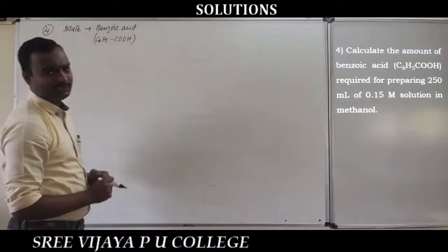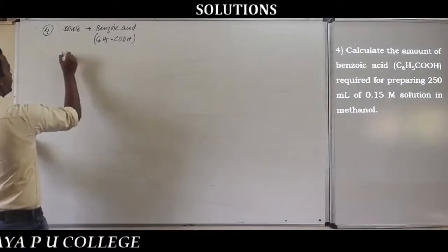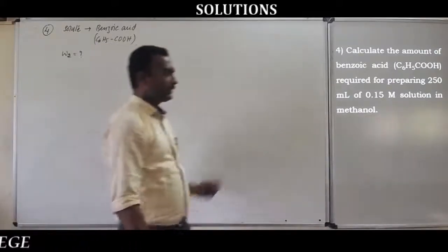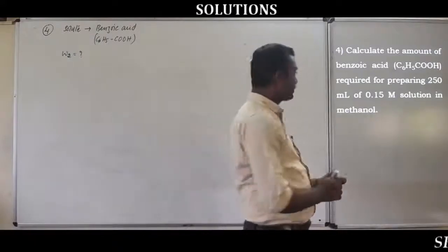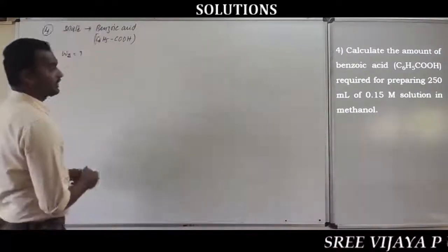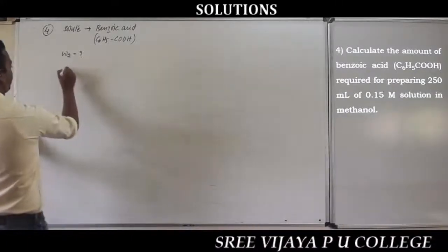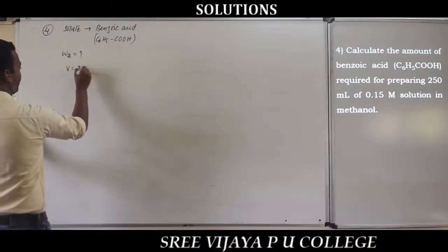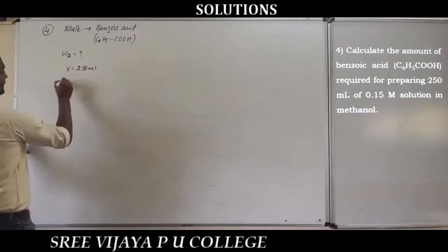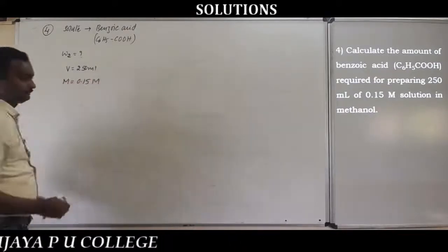ಅದರ amount ಅನ್ನು calculate ಮಾಡಬೇಕು. Nothing but mass ಅನ್ನು calculate ಮಾಡಬೇಕು. So that is WO2 we have to calculate, referring to solute. Solute is benzoic acid. So that is required for preparing 250 ml of solution, 0.15 molar solution ಅಂತ ಹೇಳಿದಾನೆ. So 250 ml, that is volume is equal to 250 ml. What is the molarity? That is capital M is equal to 0.15 molar solution.